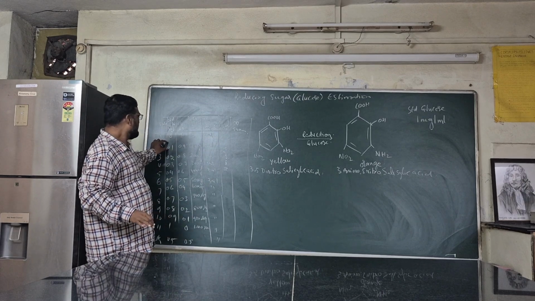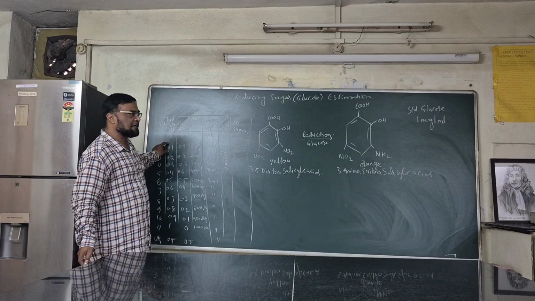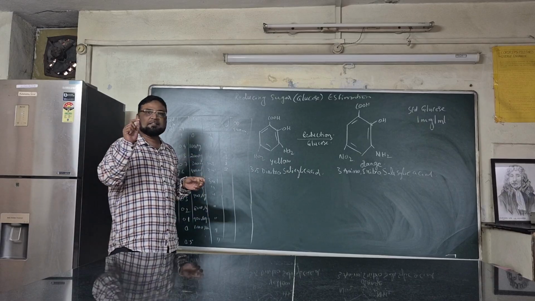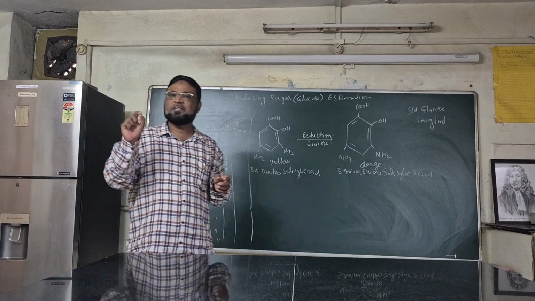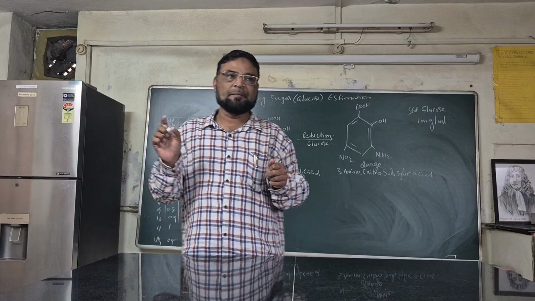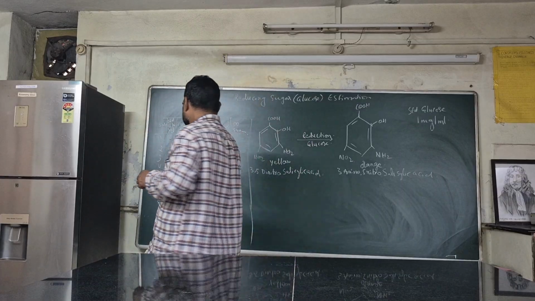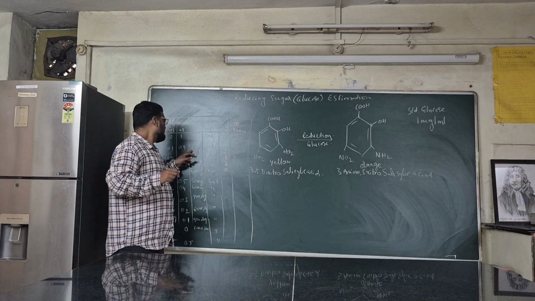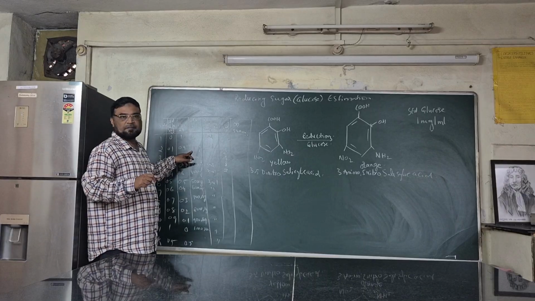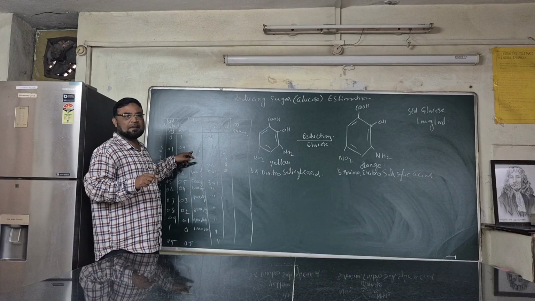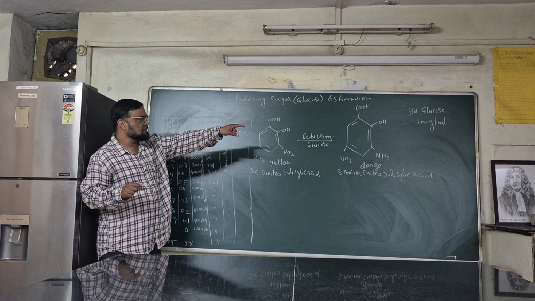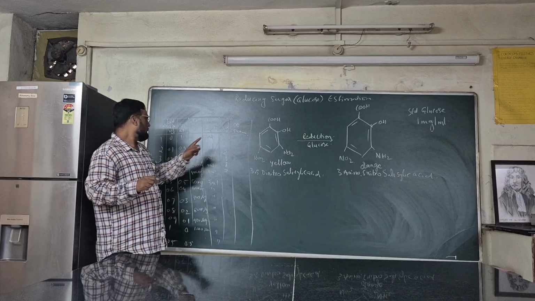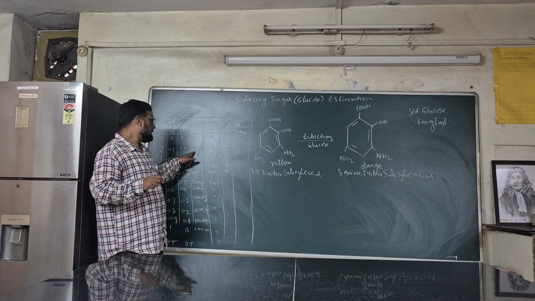And for the rest, you are supposed to take 0.1 ml of standard glucose. See, 1 ml has 1 mg per ml. 1 mg is nothing but 1000 micrograms. So 0.1 mg will become how much? It is 100 micrograms. 1 mg is 1000 micrograms, so 0.1 mg is 100 micrograms.